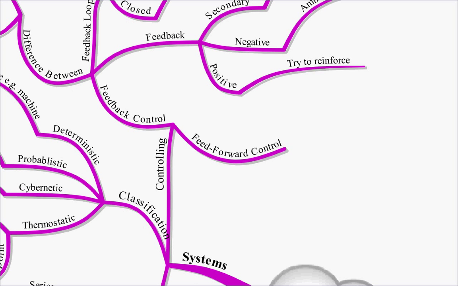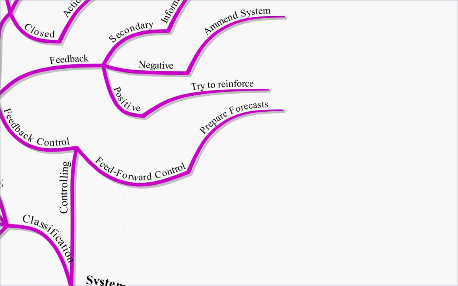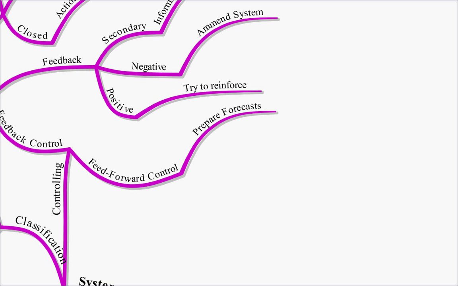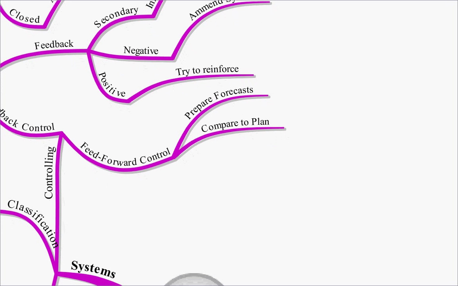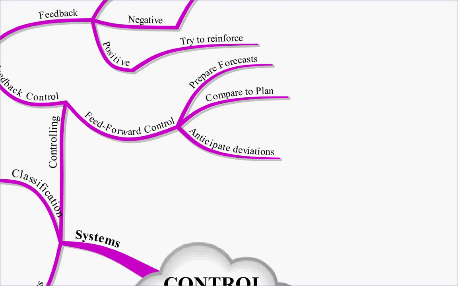As opposed to feedback control, we then have feed-forward control. Feed-forward control involves preparing forecasts, comparing it to the plan that you have, and then anticipating any deviations. So if the forecasts you have don't compare favourably to the plan, then you can anticipate the deviations and do something about them before the action is taken. Okay, so that's a little bit about systems.